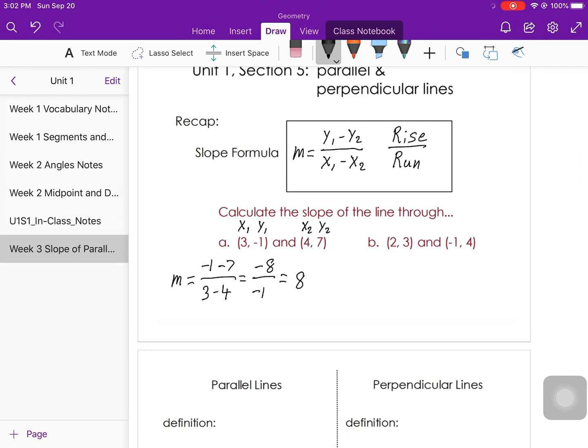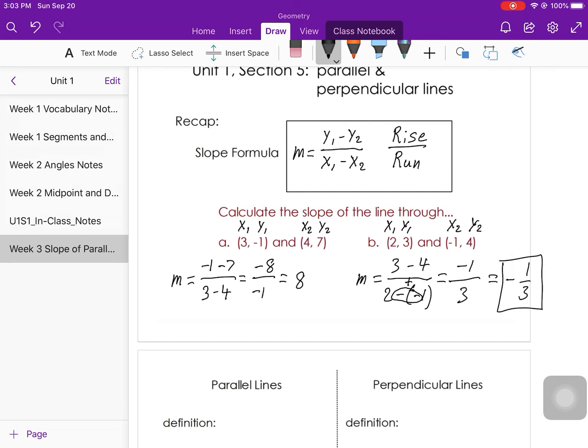Okay? Other side, exact same thing. x1, y1, x2, y2. Then we're just going to solve for the slope. So this time it's 3 minus 4 on top, and then x1, x2 is 2 minus a negative 1. The top is going to give us negative 1. Be careful with the bottom though. Remember, when you're subtracting a negative, that becomes plus a positive. So it becomes 2 plus 1, which is 3. So our slope for this one is negative 1/3. So the slope between these 2 points is negative 1/3. And the slope of the line between these two is positive 8.